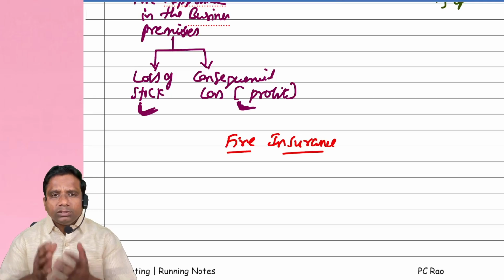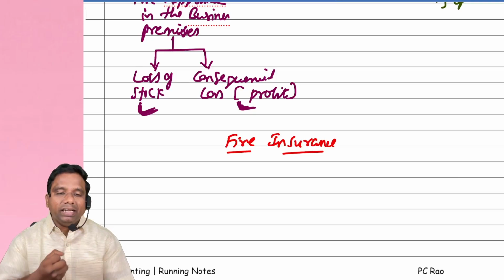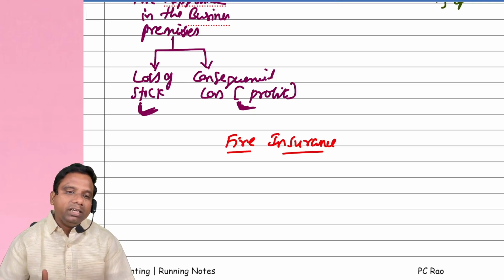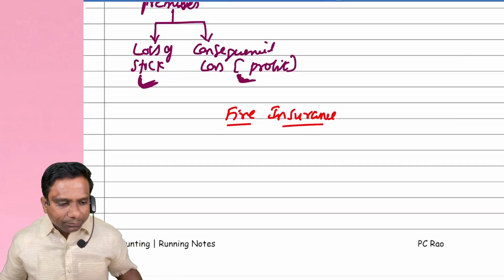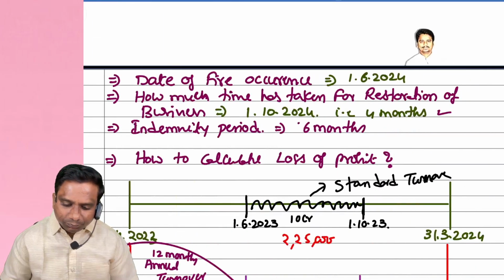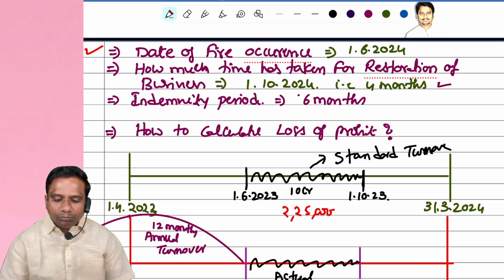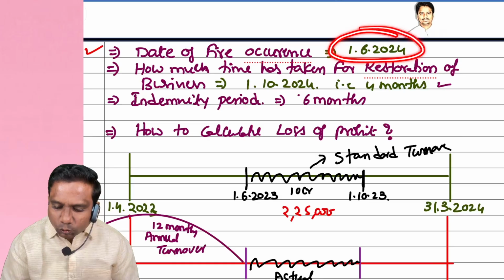Now, to calculate the loss of profit, we need some basic data from the company. What is that basic data we need from the company, sir? Okay, now look at this. Assume this is the date of fire. What is the date of fire? Tell me. 1/6/2024.